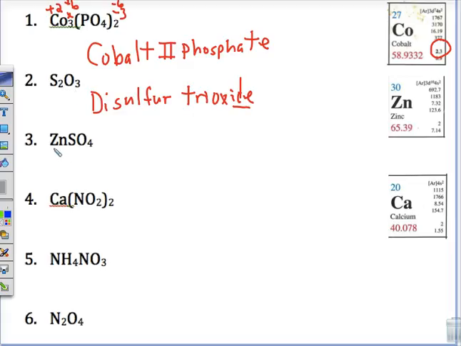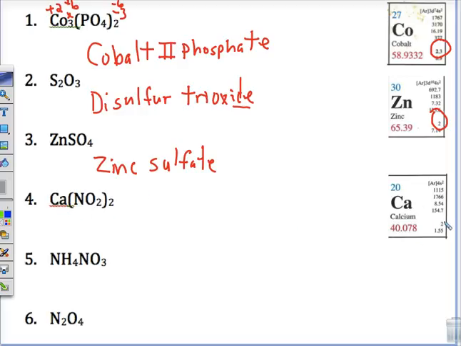Okay, number 3, zinc is a metal. And we look at the periodic table, and zinc only has one possible charge. That means it doesn't need a Roman numeral. So we just write zinc, exactly how it's spelled in the periodic table. Then we look at SO4, that is sulfate. It's off the polyatomic ion chart. So we write sulfate.